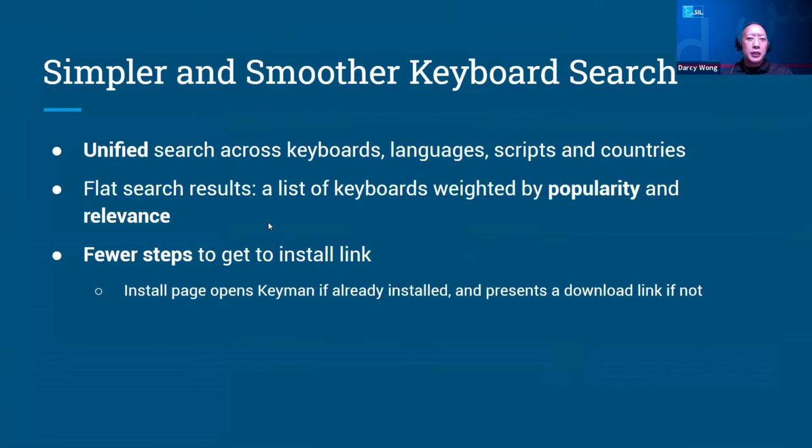So some key takeaways from this improved keyboard search. It is a unified search across the keyboards, languages, scripts, and countries. And when you're searching on your Android phone, the search results are going to present you the keyboards that are available for Android. So it's not going to confuse your users by suggesting desktop keyboards. You're also getting a flat search result with an ordered list based on popularity, and it's weighted by the relevance. That will help your users have an informed choice on what are some good keyboards to start using for a particular language.